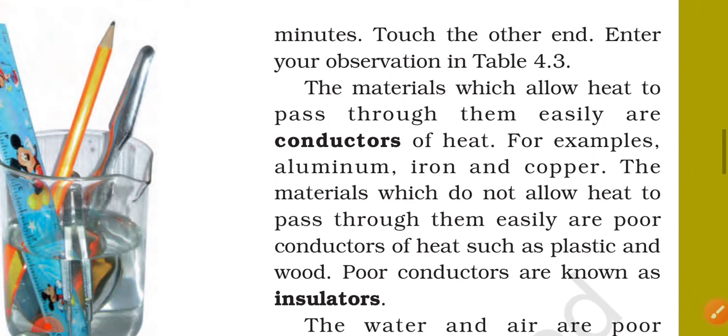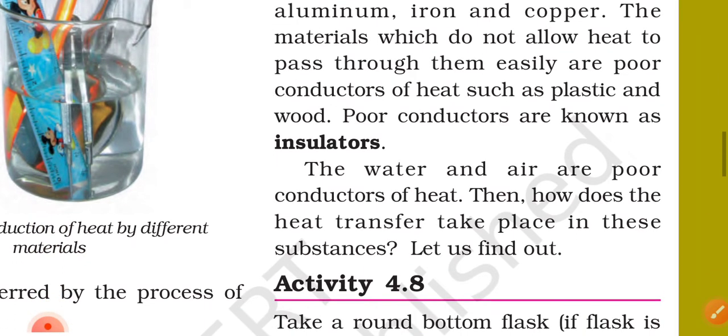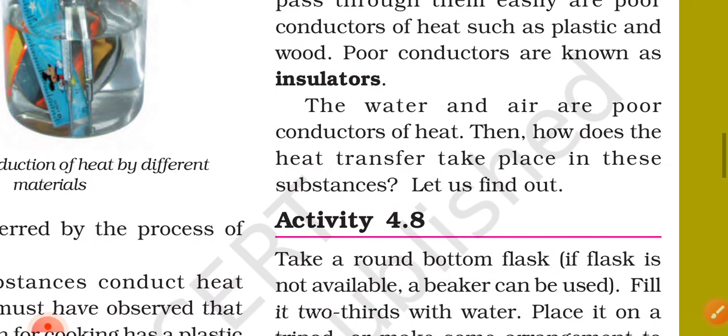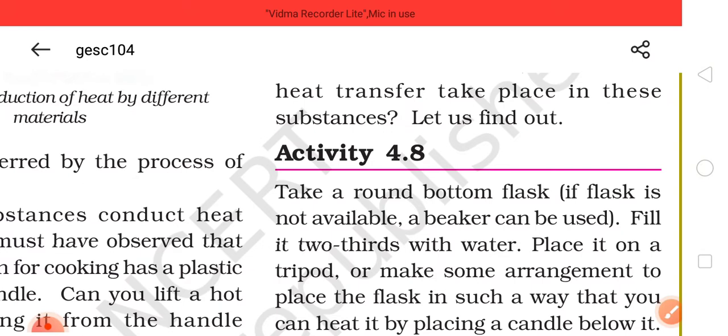The materials which allow heat to pass through them easily are conductors of heat, for example, aluminum, iron and copper. The materials which do not allow heat to pass through them easily are poor conductors of heat, such as plastics and woods. Poor conductors are known as insulators. Water and air are poor conductors of heat. Then, how does the heat transfer take place in these substances?